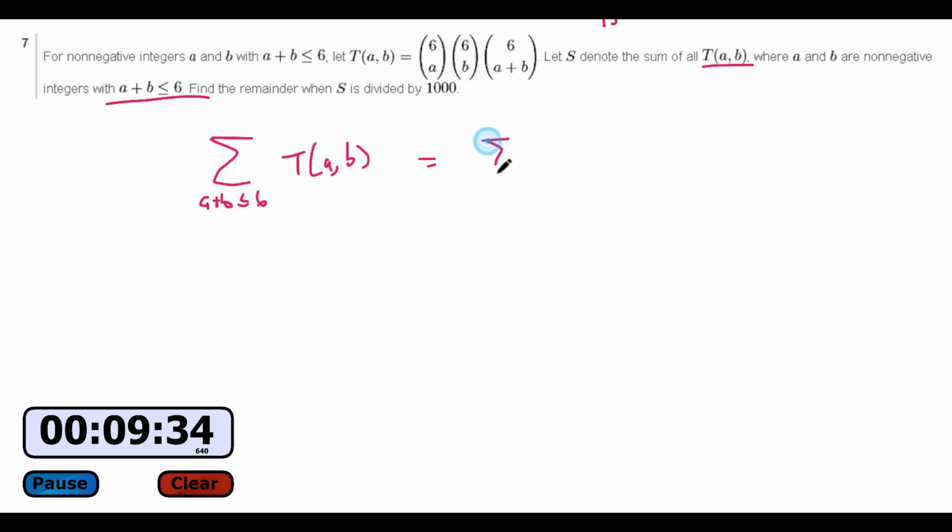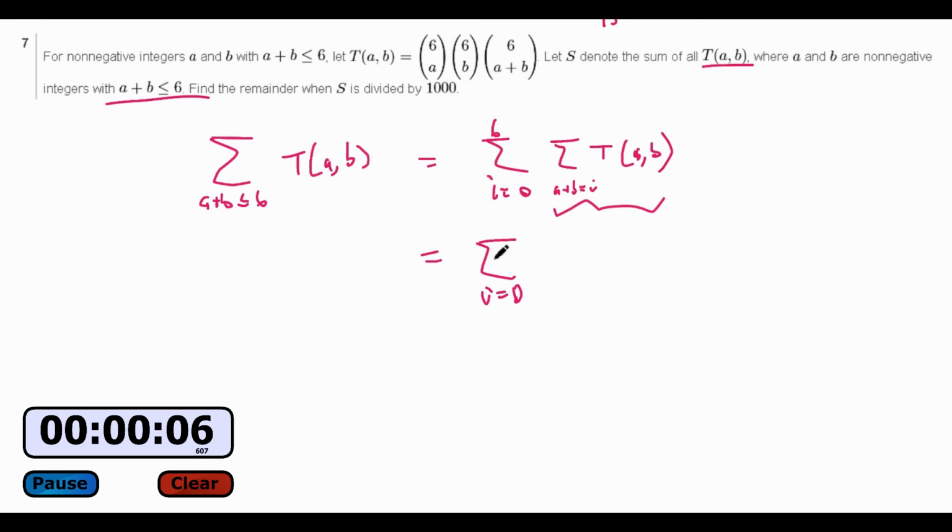Well, this is just equal to the sum from i equals 0 to 6 of the sum over a plus b equals i of t_ab, right? So what is this thing? Well, actually, we should first probably substitute in t. Okay, so 5 seconds left, and since this is a video and not the actual AIME, I'm going to be nice and finish this up.